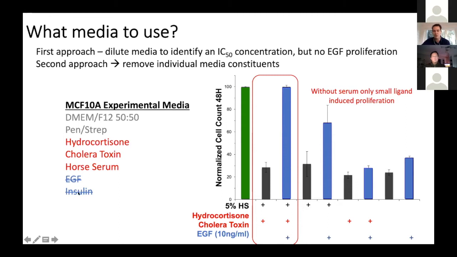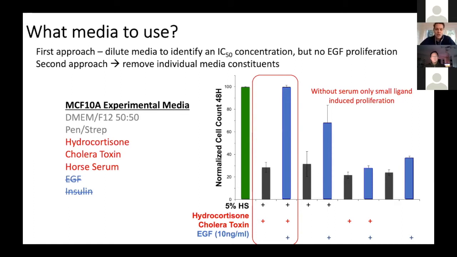It's a relatively straightforward approach, and we were able to do that. We were able to reduce the media concentrations of all of these and identify an IC50 concentration. But one of the things we found is that there was no EGF-induced proliferation under these conditions. So the media was still covering up the ability of the cells to respond.